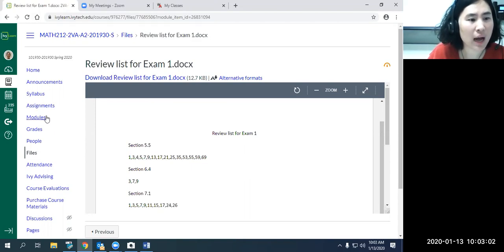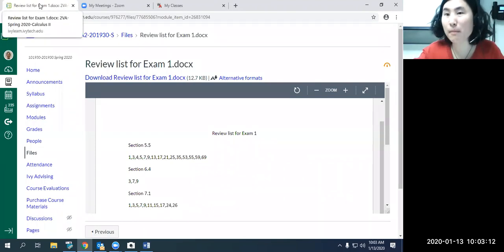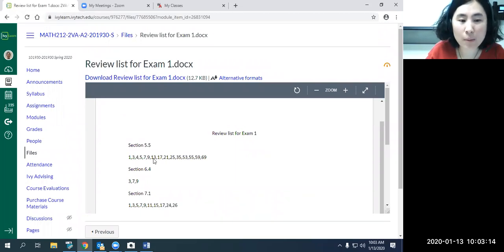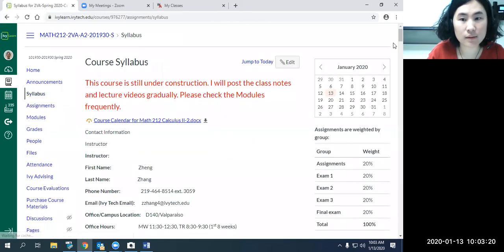So under modules, just check the modules periodically. You will see the class notes, lecture video, and review list for the exams. But homework assignments are online. Those are mandatory. These are optional. However, they're important. Okay, where are we? Let's go back to the syllabus.